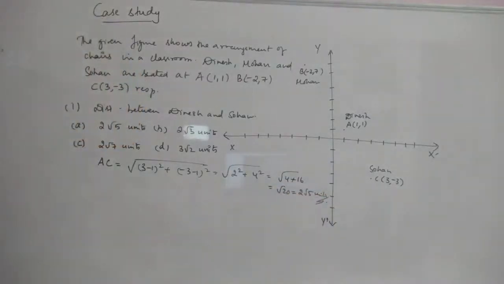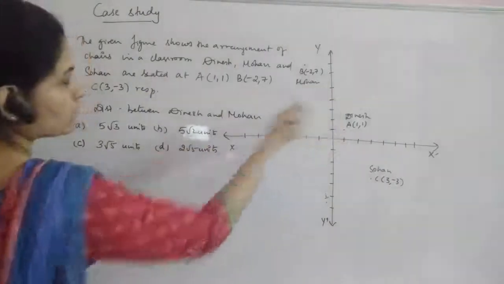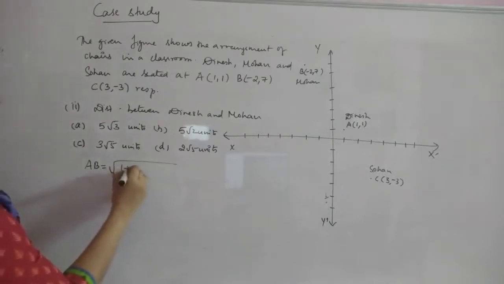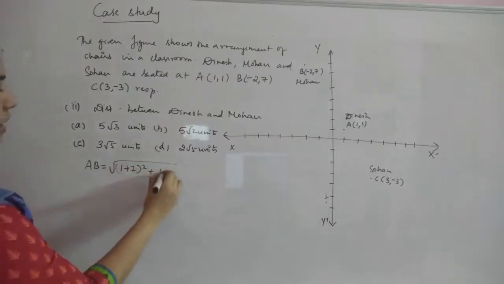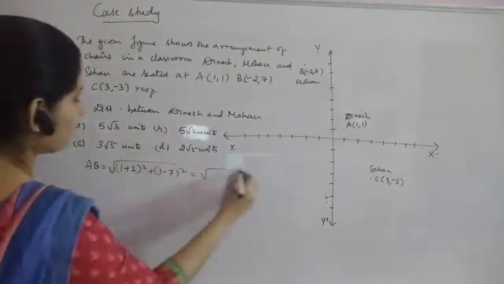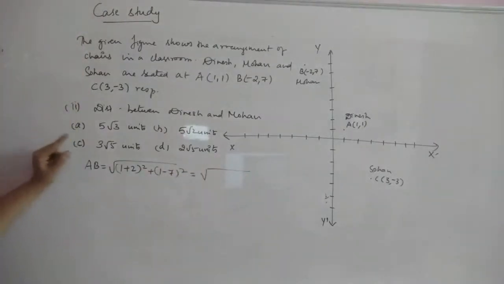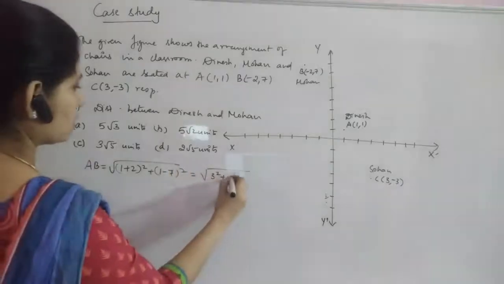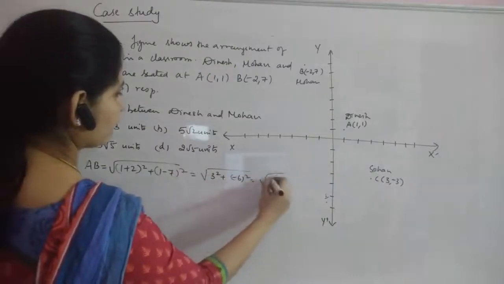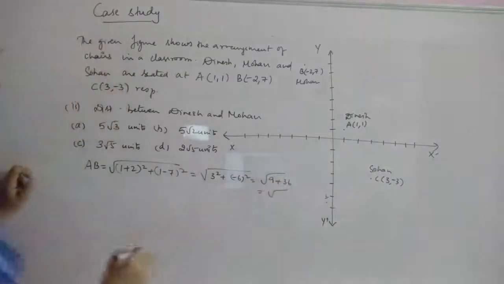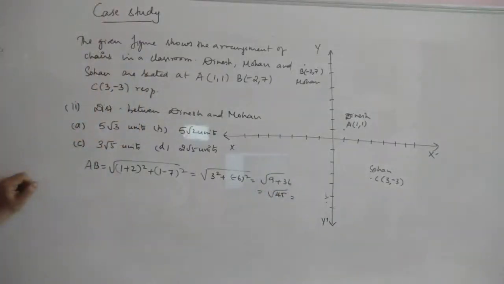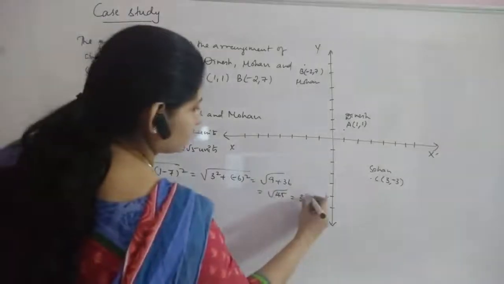Okay. Dinesh and Mohan is AB. Find out what is AB. Root of 1 minus minus 2, 1 plus 2 the whole square plus 1 minus 7 the whole square. Starting the problem, at least once you have to write the formula. Okay. No need to write in each subdivision. 9 plus 36. So what you are getting here? Root 45, which is equal to, yes, many of you have got, the answer is 3 root 5 units.